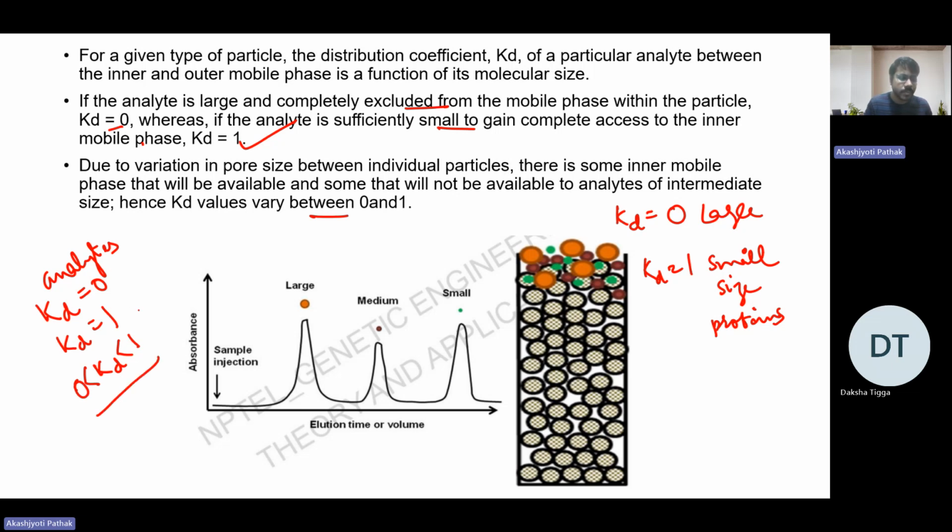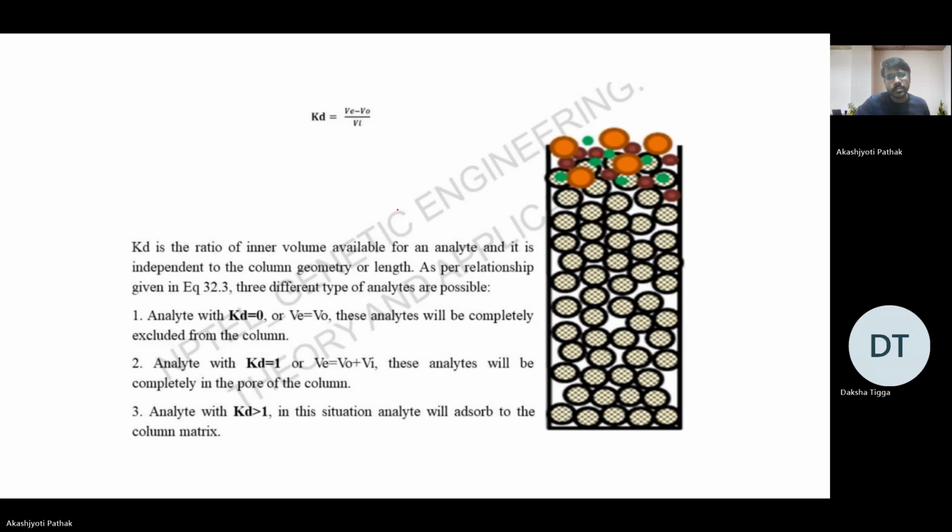So the small molecules will have KD equal to 1. The large molecules will have KD equal to 0. And your medium sized molecules can have any KD value between 0 and 1. So KD equals (VE minus VO) divided by VI. Remember this formula.